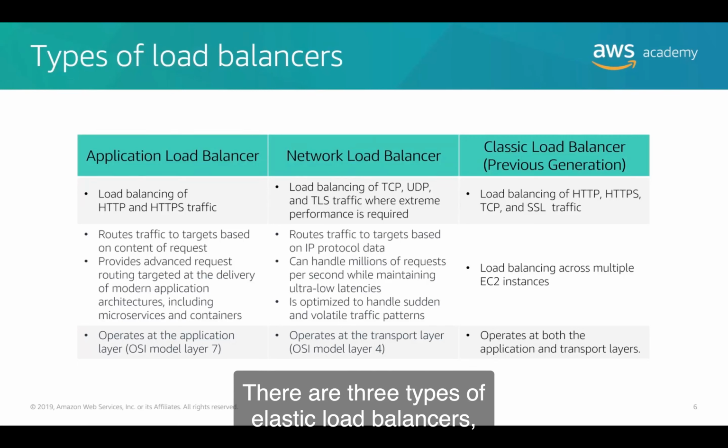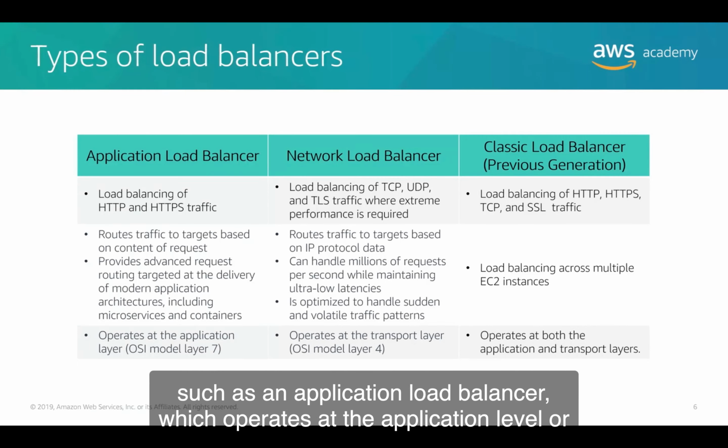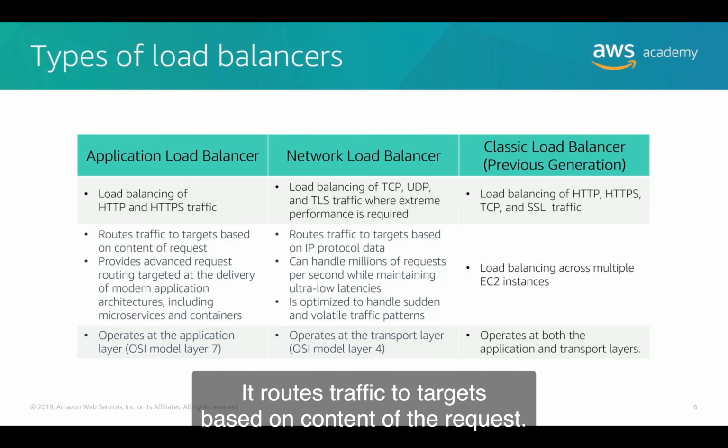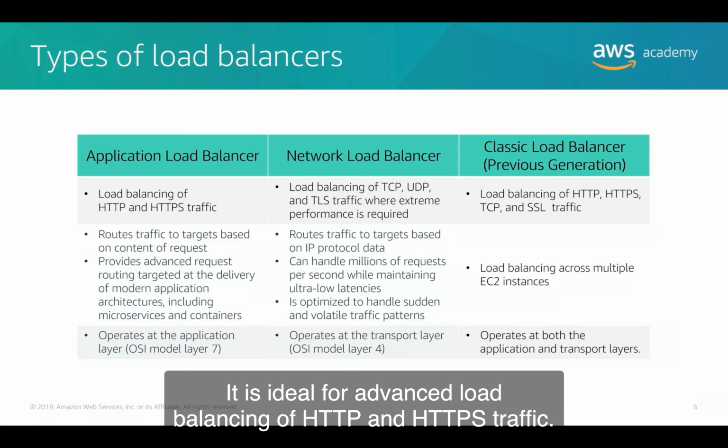There are three types of Elastic Load Balancers. First, an Application Load Balancer operates at the application level, or layer 7, of the OSI model. It routes traffic to targets based on content of the request. It is ideal for advanced load balancing of HTTP and HTTPS traffic.